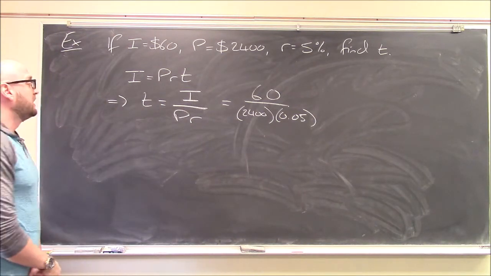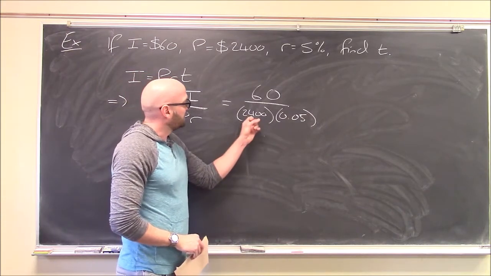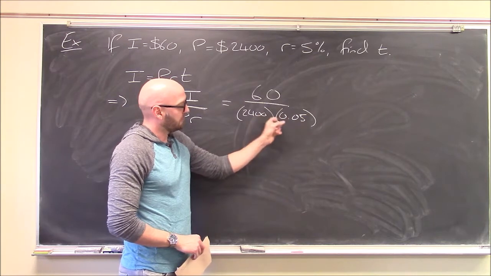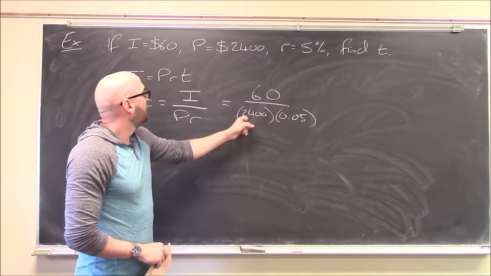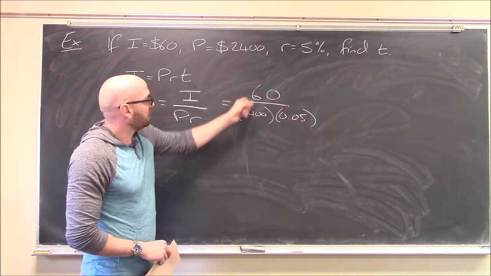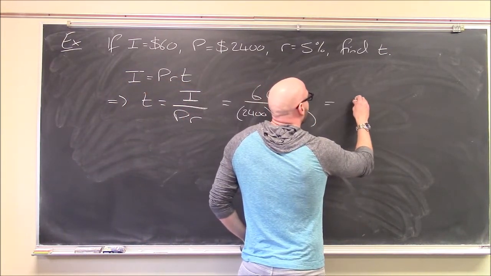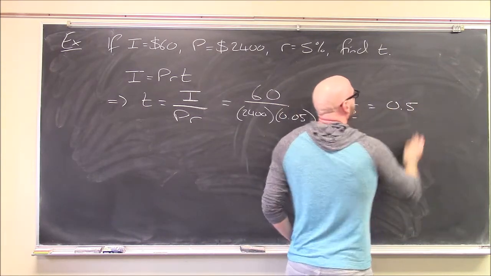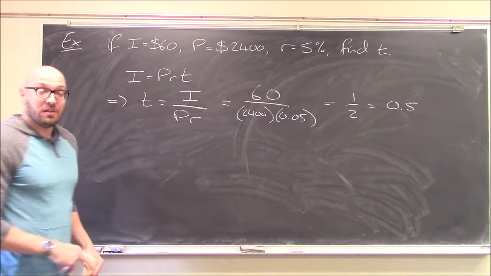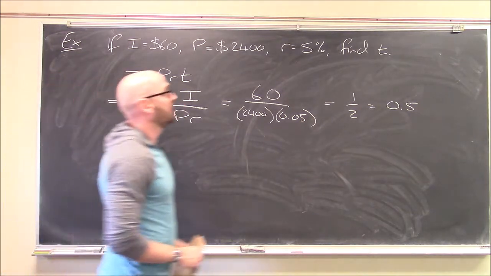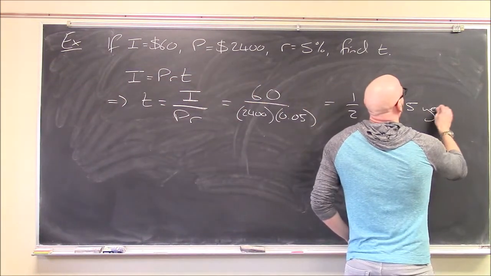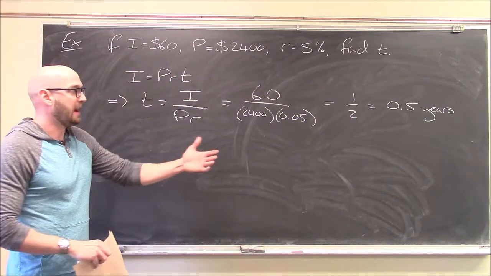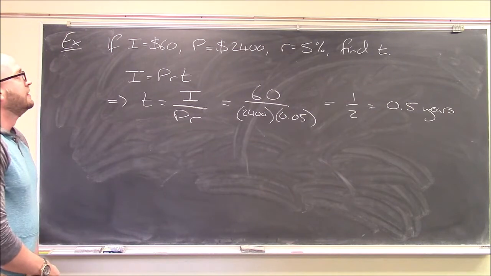And you'll plug this into a calculator. Actually, this one we could probably do in our head. 2,400 times 0.05, that's actually 2,400 times 1 over 20. 2,400 divided by 20 is 120. This is 60 over 120, which is just 1/2, or 0.5. What's the units? Well, remember T is always given in years, so this is 0.5 years. Or if you want to convert to some other units, maybe something like 6 months, right? Half of a year is, of course, 6 months.